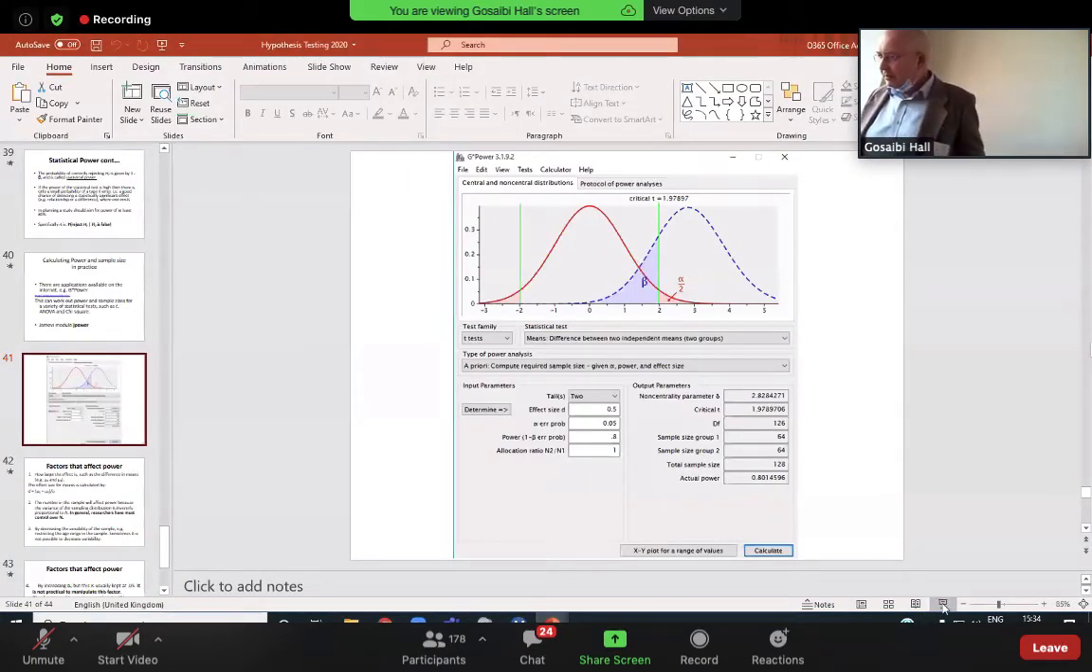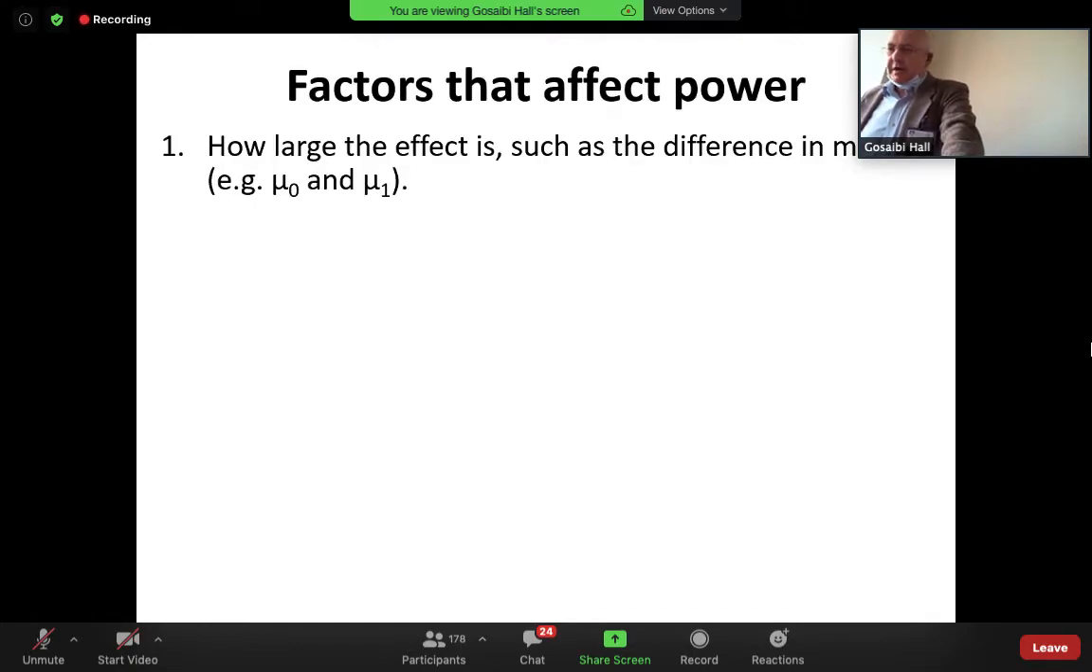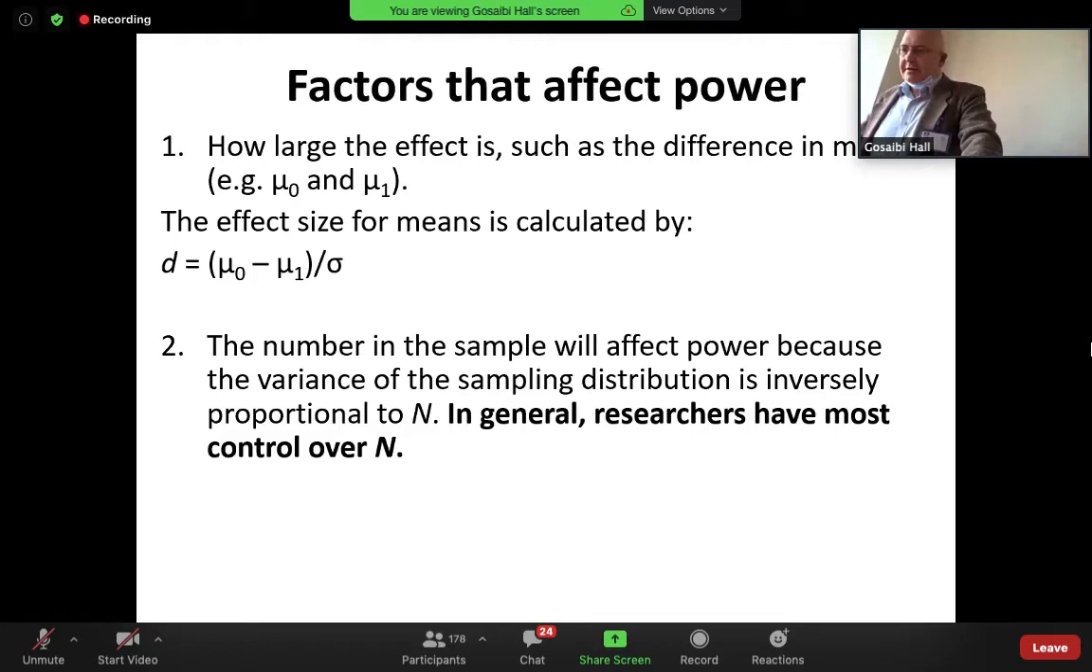Okay, let's go back here. And what are the factors that affect power? Well, we've already talked about two of them, all right? The first is how large the effect is. So if there's a large effect, then the power will be greater. Okay. The second factor is the sample size, all right? If you've got a large sample, you will have a more powerful statistical design.